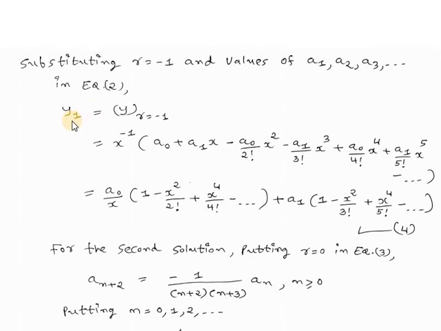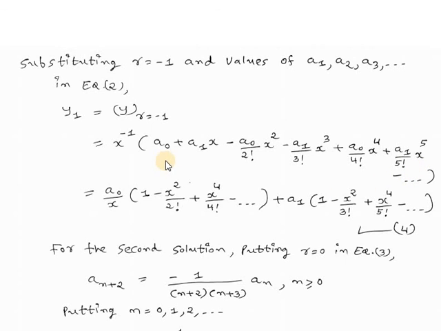So we will get the first solution, that is y1 is equal to y, where r is equal to minus 1, which can be written as x raised to minus 1 in bracket a0 plus a1x plus the value of a2 is minus a0 divided by 2 factorial x square, then the value of a3 is minus a1 divided by 3 factorial x cube, then the value of a4 is a0 divided by 4 factorial into x raised to 4, then the value of a5 is a1 divided by 5 factorial into x raised to 5 minus so on.